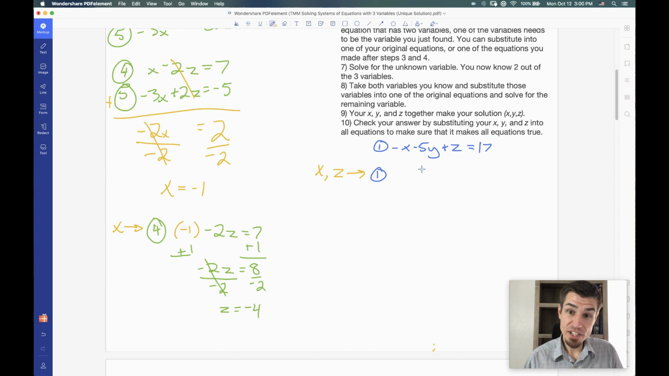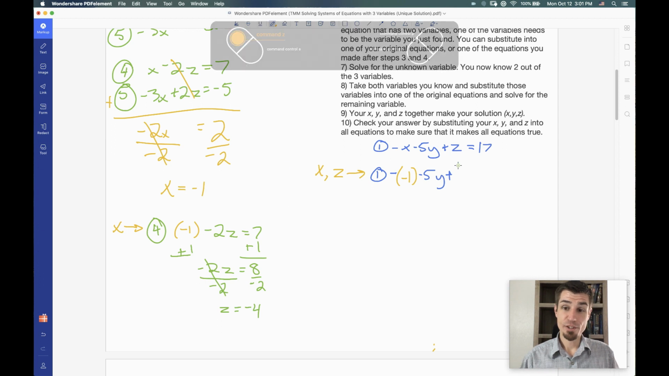so that it's easy to just follow our equation and substitute in values when we get them. So this equation has a negative in front of the x. So this negative is from the equation. Now we substitute x. Our x is -1. So use those parentheses when you substitute. Then follow the equation. We have -5y. We don't know y. That's what we're trying to find. Plus z. And our z is -4. So use those parentheses, substitute in -4, and finish out our equation here.